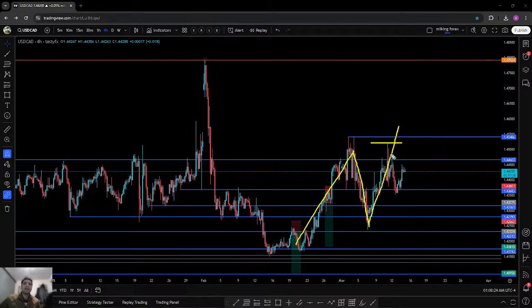But the thing is that we can see the prices failed to break around this zone, and if prices fail to break around this zone, that shows a little bit of weakness in the US dollar as compared to the Canadian dollar. Right here we had an order block that actually reacted around this point, and we see a pump on this side.